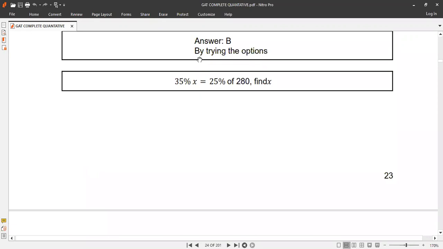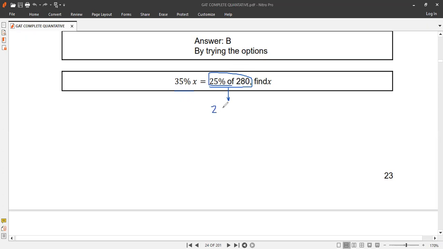Now this concept is about percentage. 35% of x equals 25% of 280. Let me find this first. Find x. So here, as you can see, 25% of 280. They want the part. If you want a percent of a number, you multiply the numbers and divide by 100. So I first want to know 25% of 280.